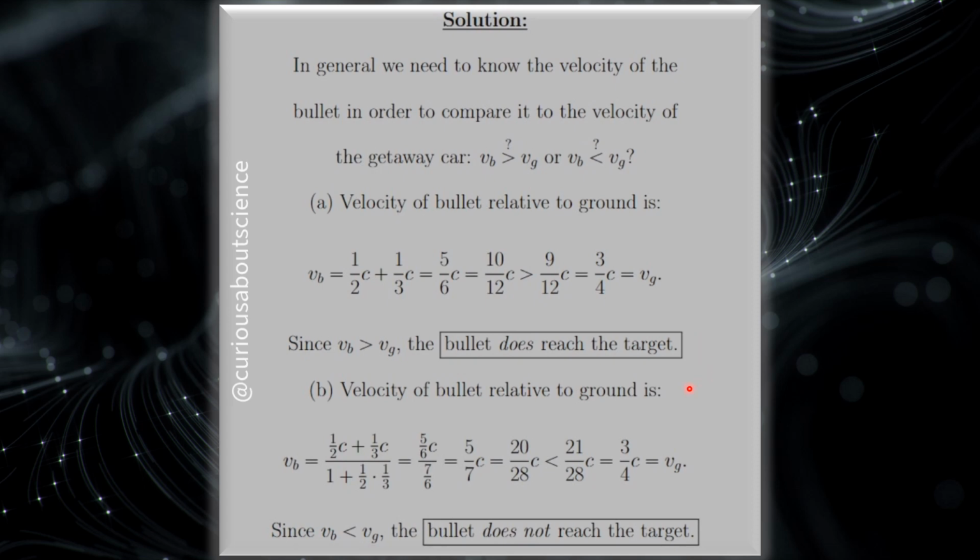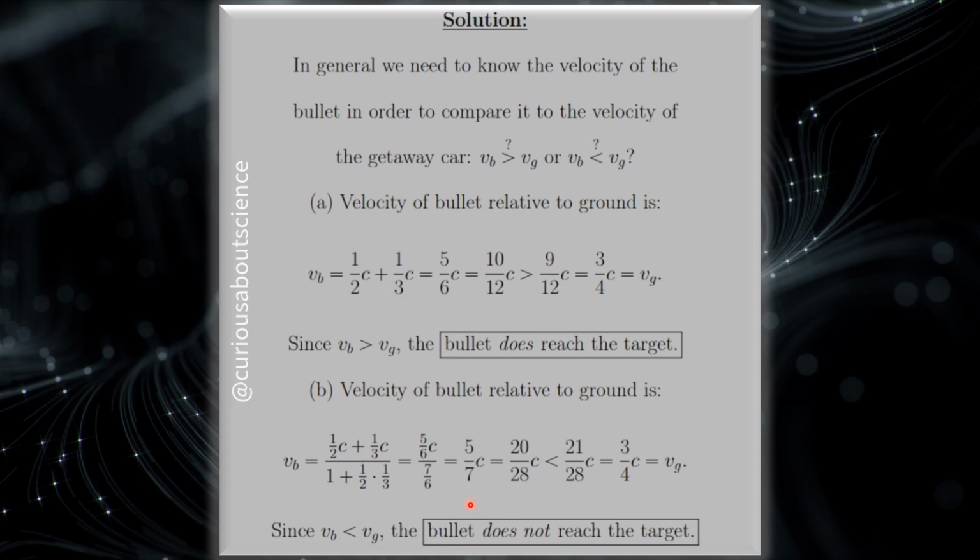Now, if we compare the bullet relative to the ground using the Einstein rule, what we see is that we have V bullet with 1/2 plus 1/3 in the top and 1/2 times 1/3 in the bottom. Note here that the c's cancel. We showed that a couple times already, but just know that it wasn't a typo. They are meant to be like this. We end up with a fraction over a fraction, so we multiply by the reciprocal of the denominator. We see that the 6's cancel, so we're left with 5/7c.